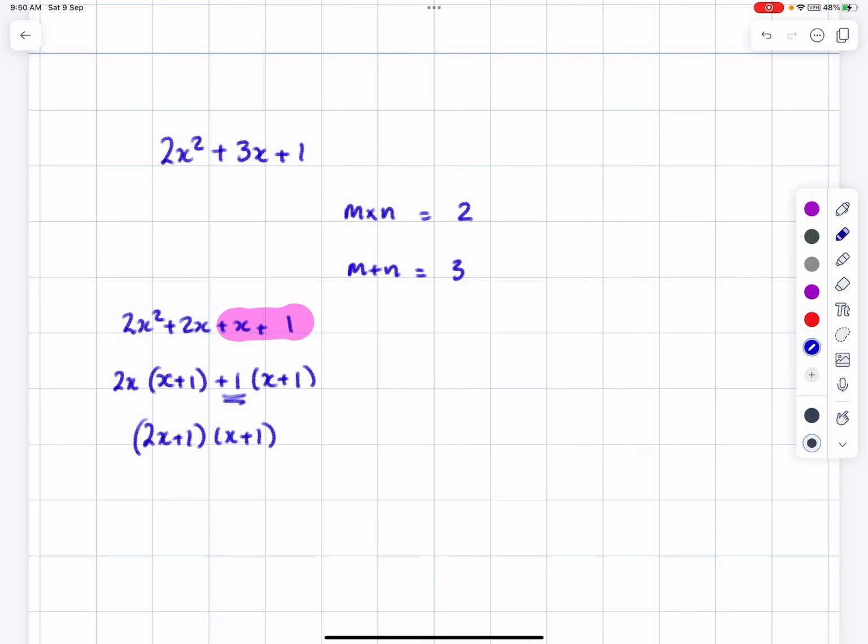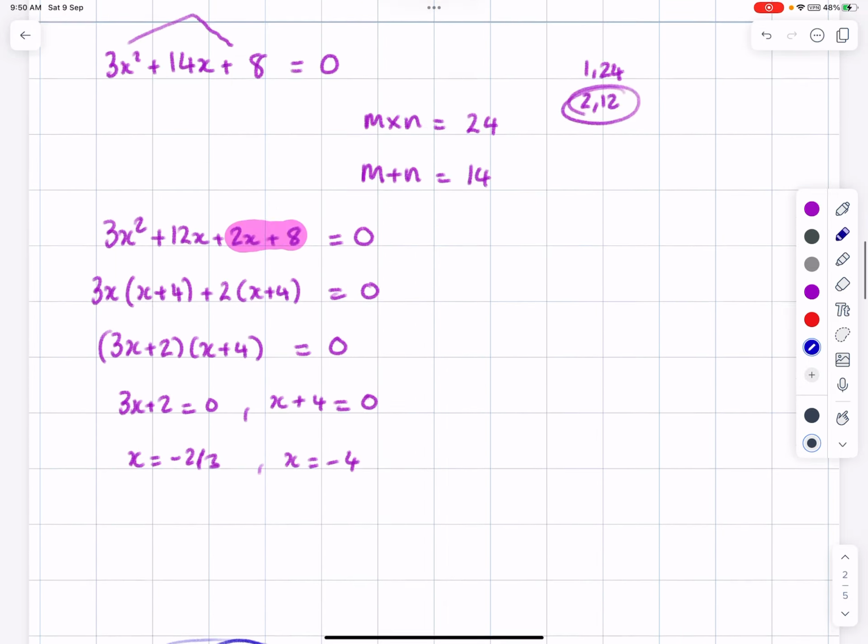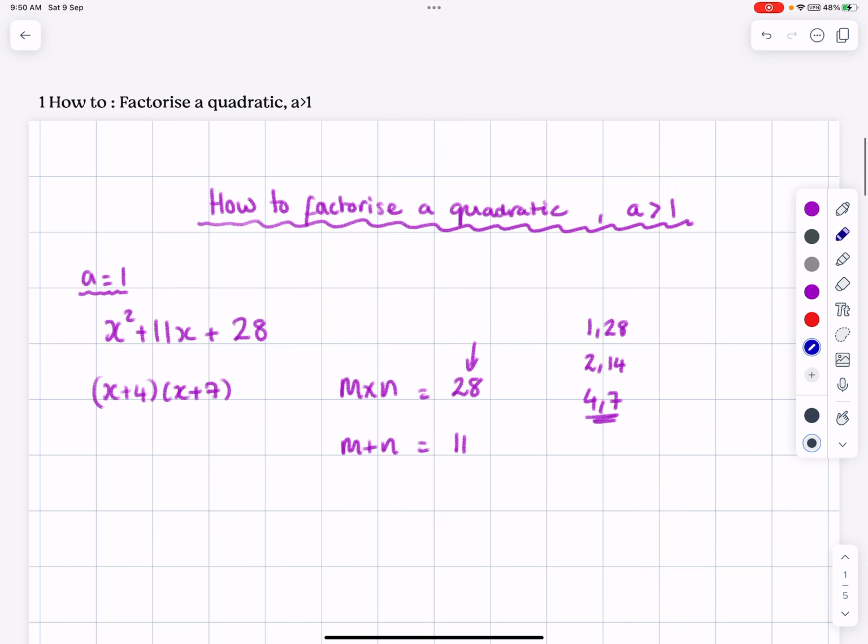Okay, go away and practice lots of these so that you get really good, really quick, and really efficient. It's very, very important. Okay, hopefully all of that makes sense.